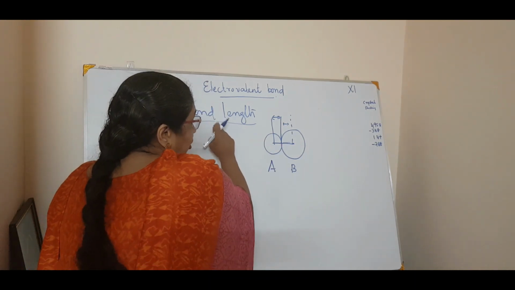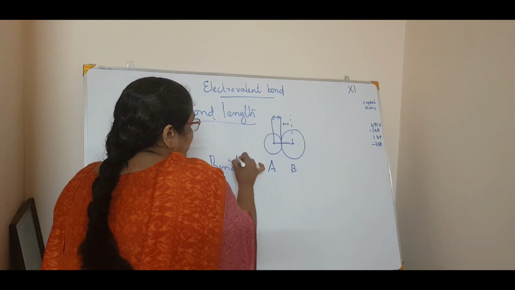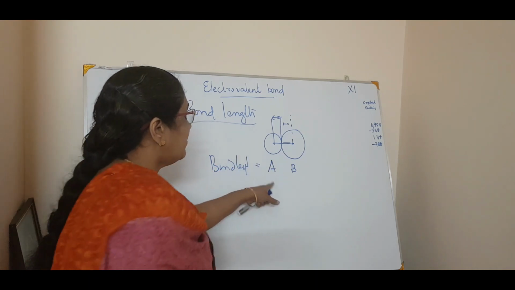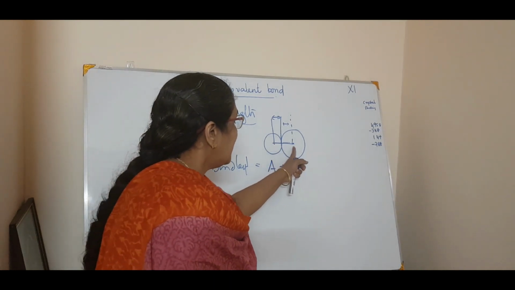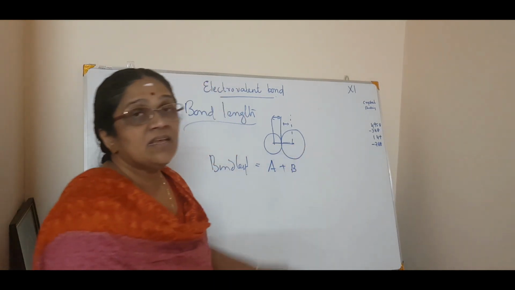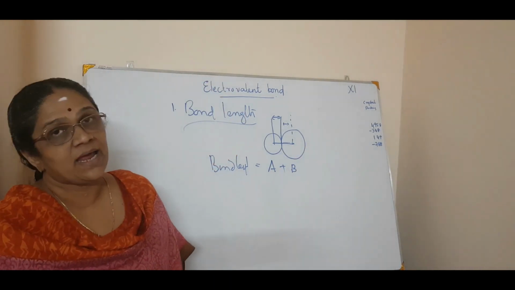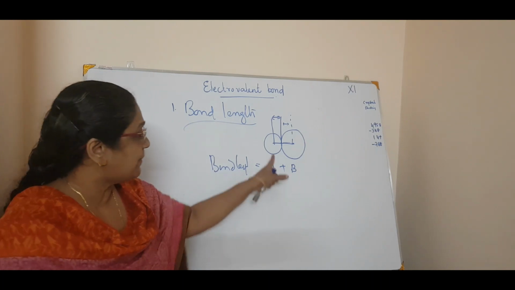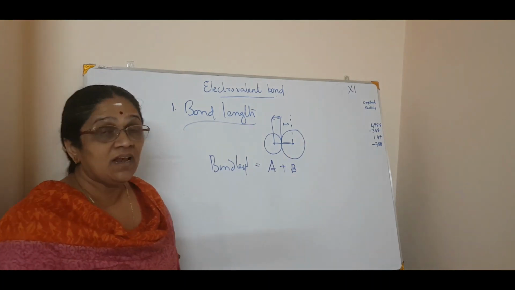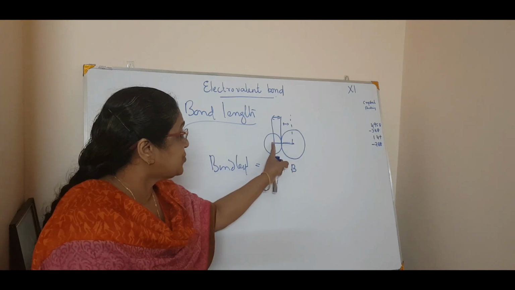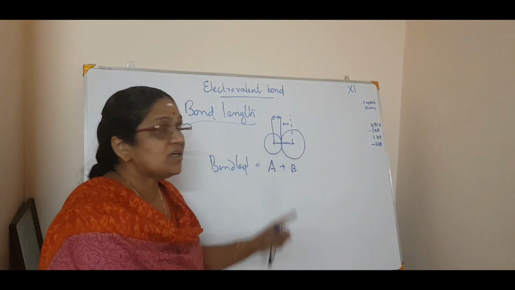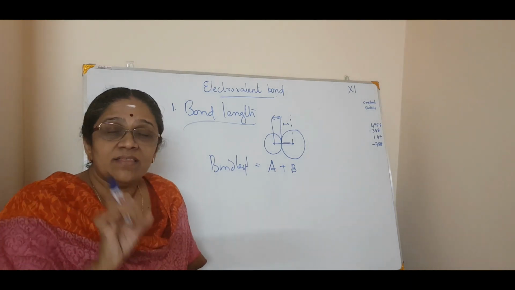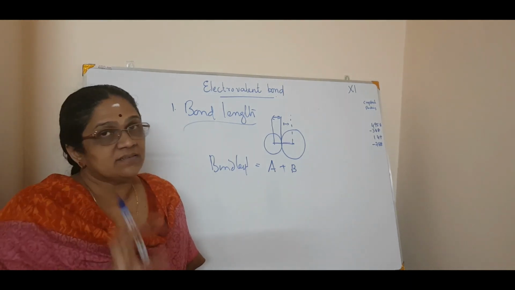Now, while we talk about bond length, now what will be the bond length? Bond length will be A plus B. That is why we say the internuclear distance between two bonded atoms. For example, HCl. This is H and this is Cl. The distance internuclear, nucleus to nucleus, that is inter. Different atoms inter. So nucleus to nucleus, how much is the length of that? That is called as the bond length.